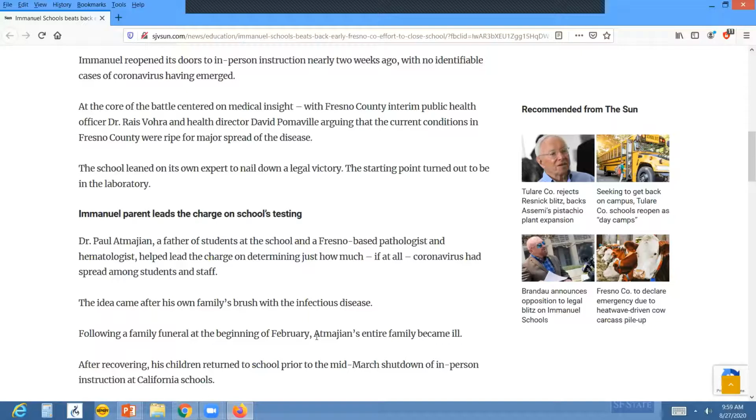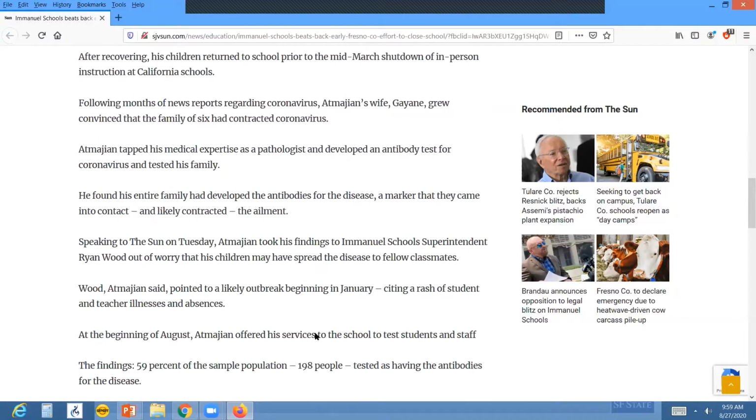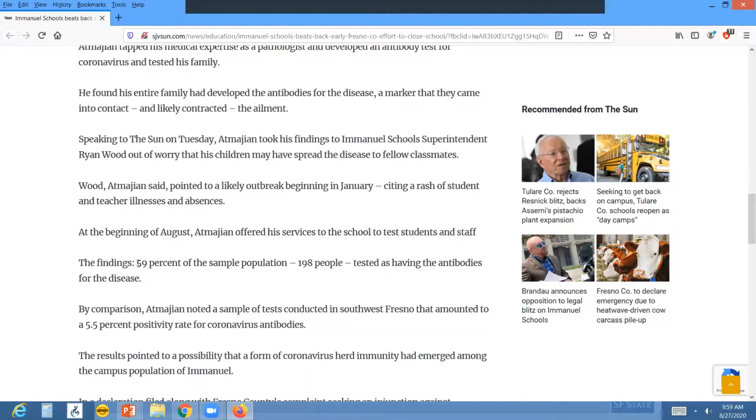And so he's like, wait a second, we had a really nasty flu season at school in January and February, a huge rash of illnesses, kids sick, teachers sick. We were thinking it was just the flu, just the cold. What if it was not? And so he did an antibody survey for his school, tested a couple hundred people, and 59% of the sample population from the school, 198 people, tested positive for antibodies.